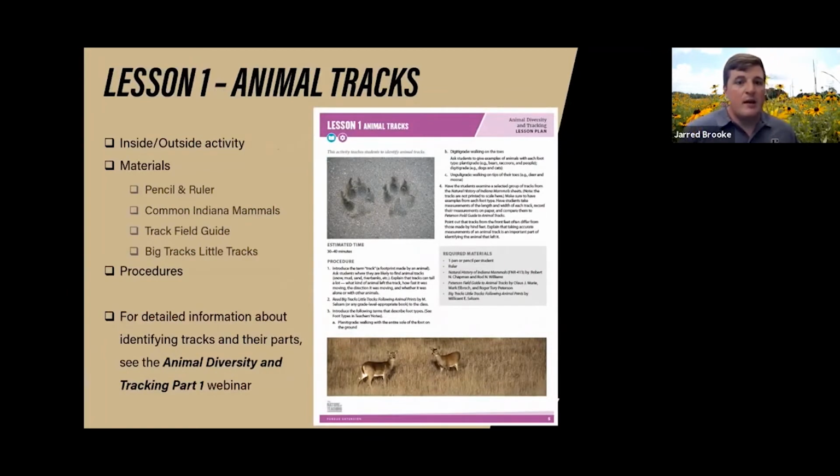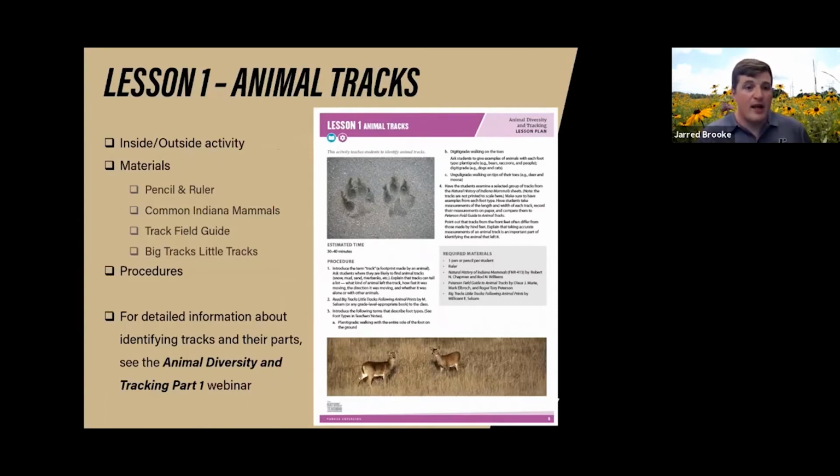The first lesson is really just introducing the concept of animal tracks. We're going to introduce the term track, which is just a footprint made by an animal. And then you're going to ask students where they might be able to find tracks when they're out in nature: by a stream, in the mud and snow, things like that.